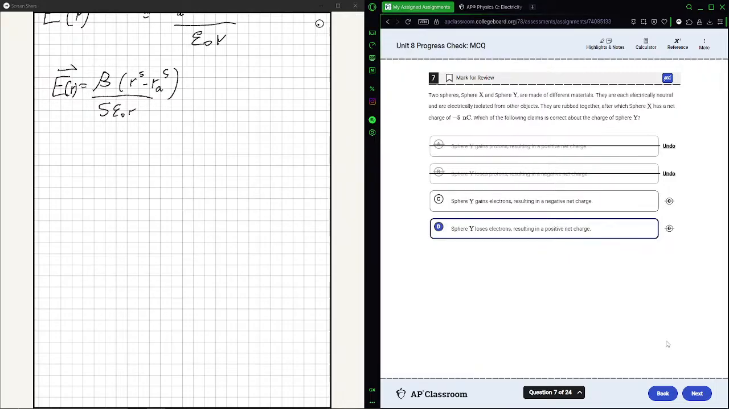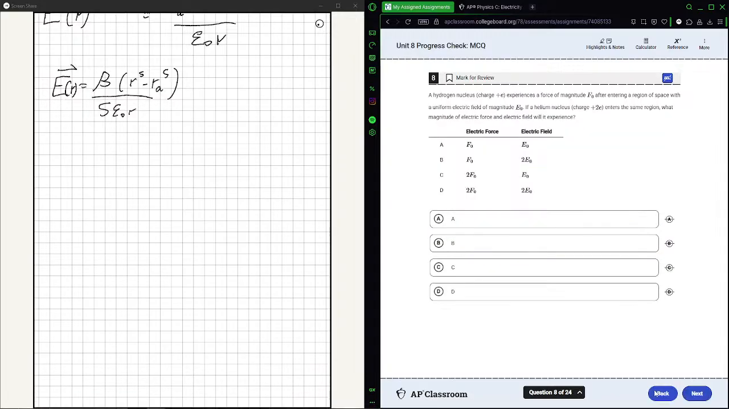So sphere Y loses electrons because it gave them to sphere X, and sphere X goes negative, which means it gained electrons. Electrons are negative, so sphere X took them and sphere Y lost them. Why is it a positive net charge then? Positive means you lose electrons. If you're neutral, protons don't move, so if you lose the negative charges, you become positive. Oh, okay, that makes sense. Like minus a negative, you get a positive.